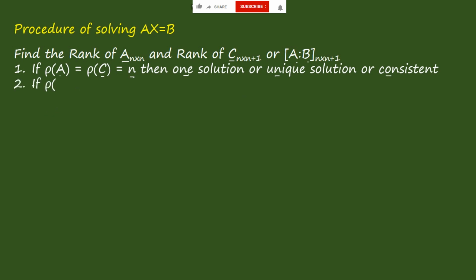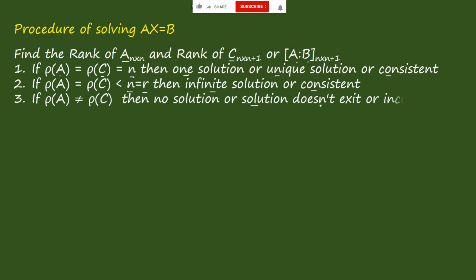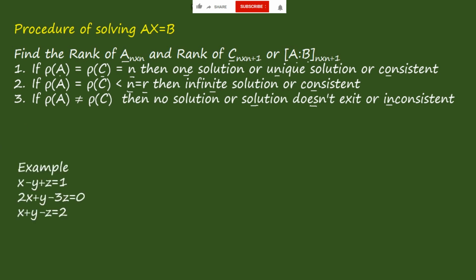Come to the second one. If rank of A is equal to rank of C but less than n, which is equal to R, then we have infinite solutions, or consistent. Come to the third one. If rank of A is not equal to rank of C, then there is no solution, or the solution does not exist, or inconsistent.